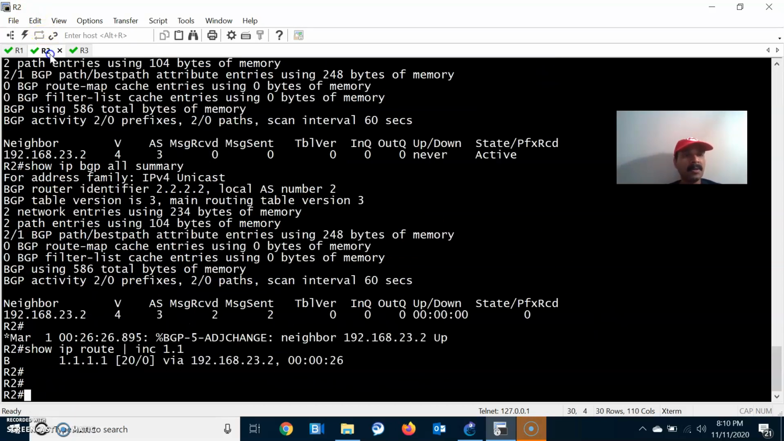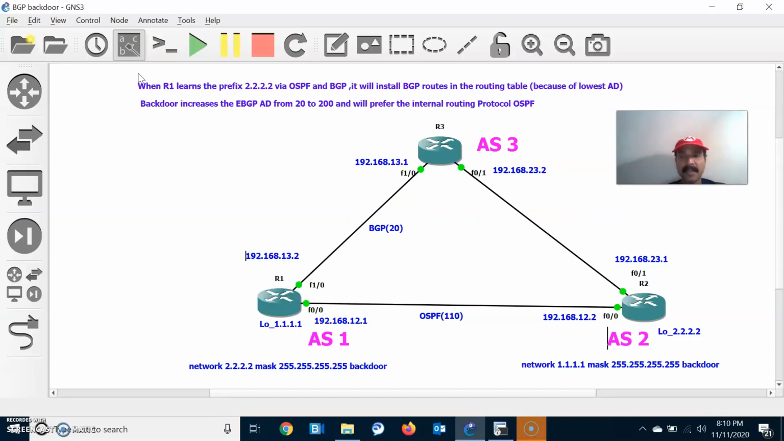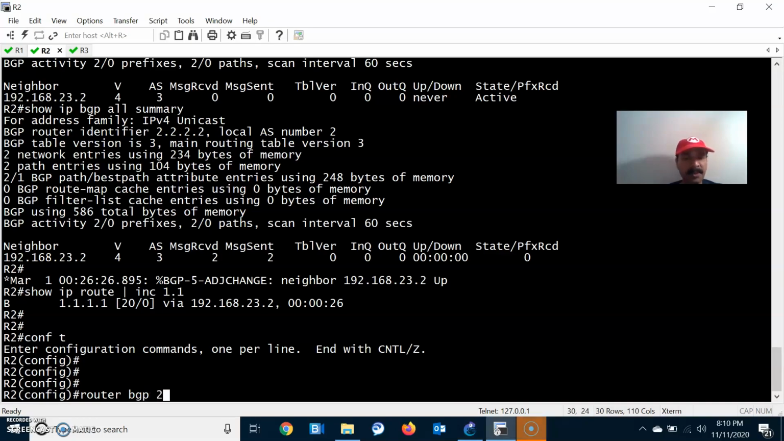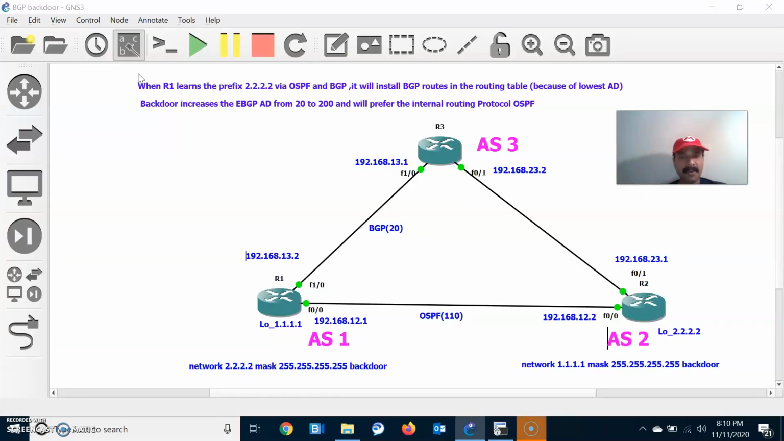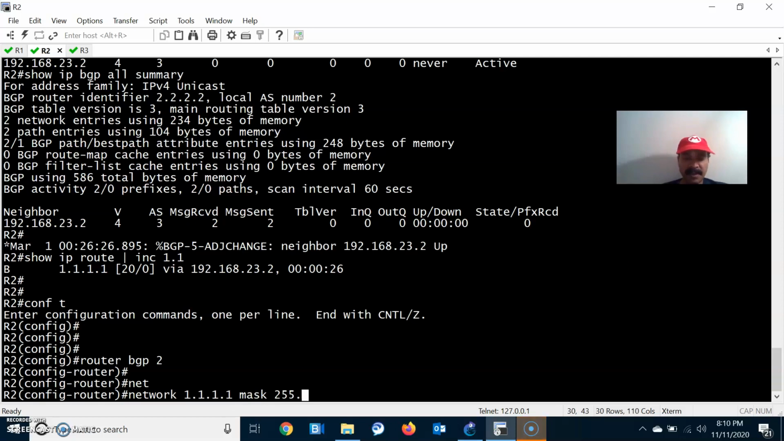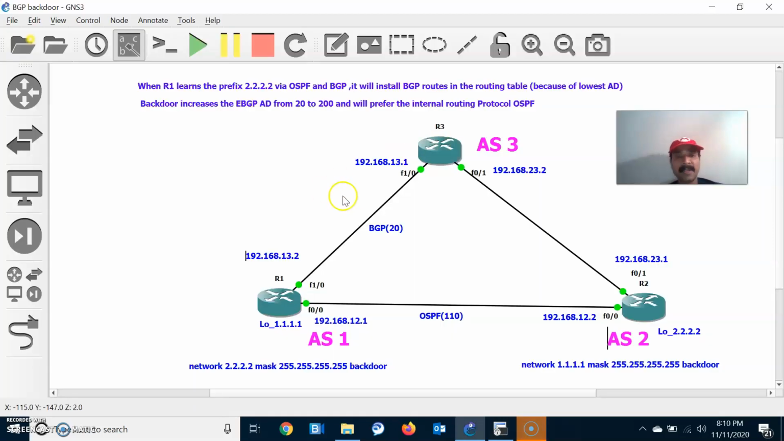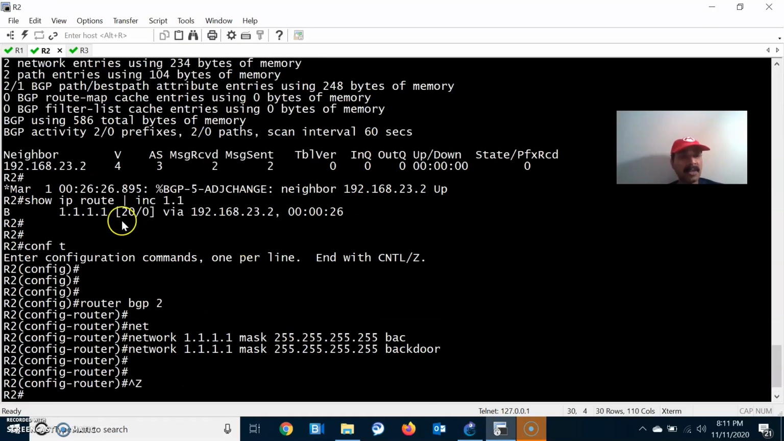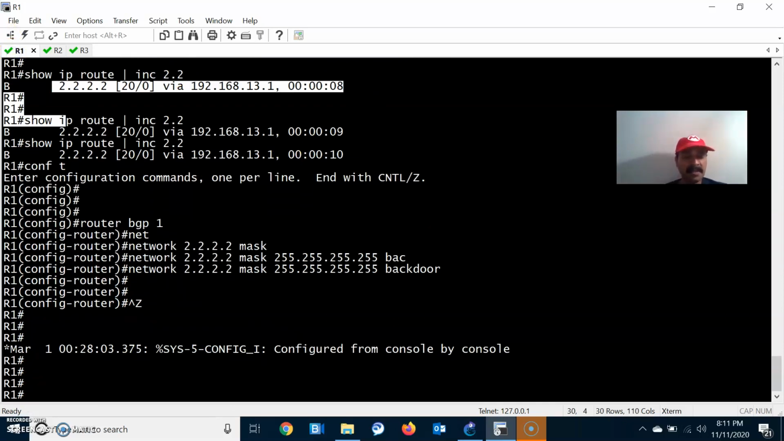Similarly, go to R2, configuration mode, router BGP 2, and configure the remote network 1.1.1.1 with mask 255.255.255.255 and add the backdoor attribute. Previously you were able to see it preferring EBGP because of the lowest administrative distance compared to OSPF. Now after adding the backdoor keyword, let us see the changes.